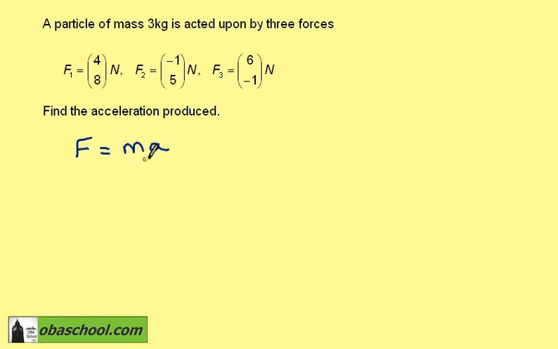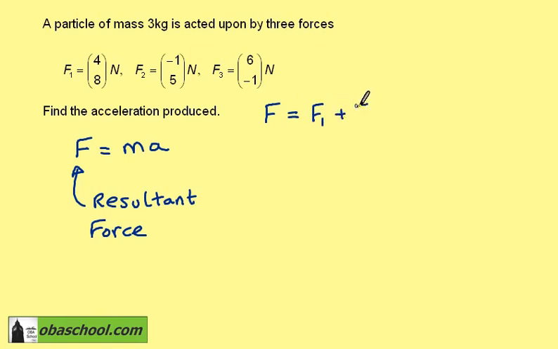We need to use the formula F equals ma, and we must remember that in F equals ma, F is the resultant force acting on the particle. To find the resultant force acting on the particle, we need to add all of the forces acting on the particle. So F will be equal to F1 plus F2 plus F3.